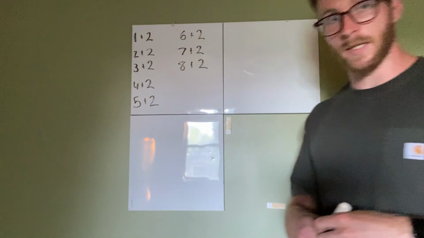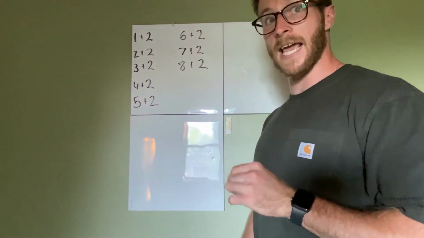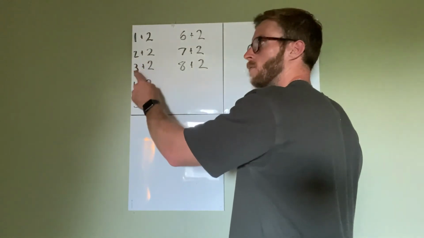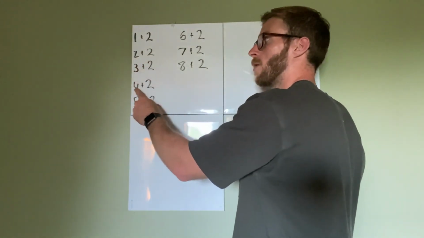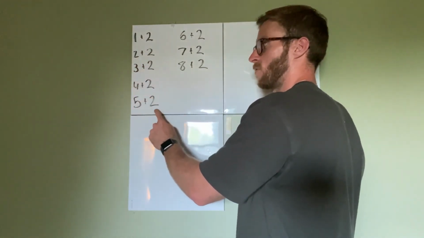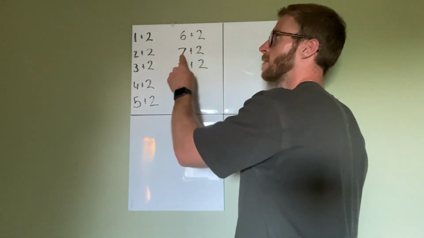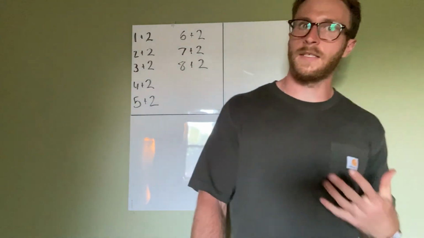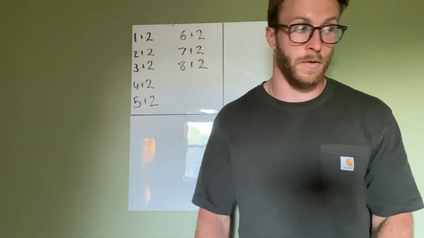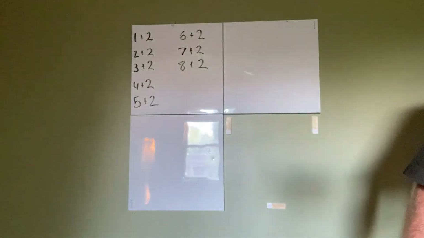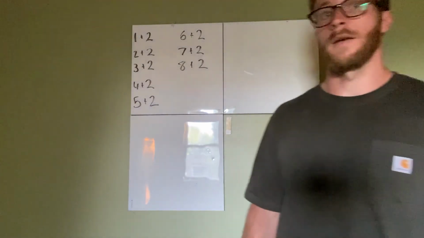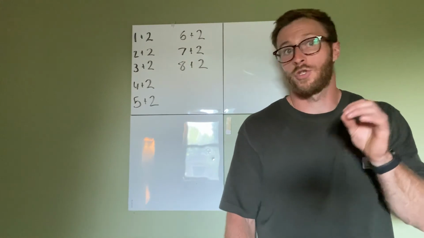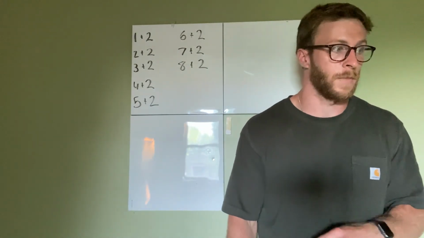Okay, so I'm going to read these, and I want you to tell me what's the same between all of them. 1 plus 2, 2 plus 2, 3 plus 2, 4 plus 2, 5 plus 2, 6 plus 2, 7 plus 2, 8 plus 2. What is the same between all of these equations? I said plus 2 every time. All right, so this time we're adding 2 onto our first number.